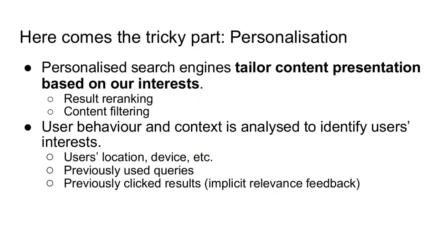But here comes now the tricky part, and the tricky part is personalization. What personalizes search engines, and pretty much all leading search engines, well, leading as we see, 90% is Google anyway, is that search engines tailor content presentation based on our interests. So they either re-rank the results or they filter the content to highlight the content that the search engines believe is interesting to us. And they do this by capturing user behavior and context. They're looking at users' location, devices you use, previously used queries, and previously clicked results, which is also called implicit relevance feedback.